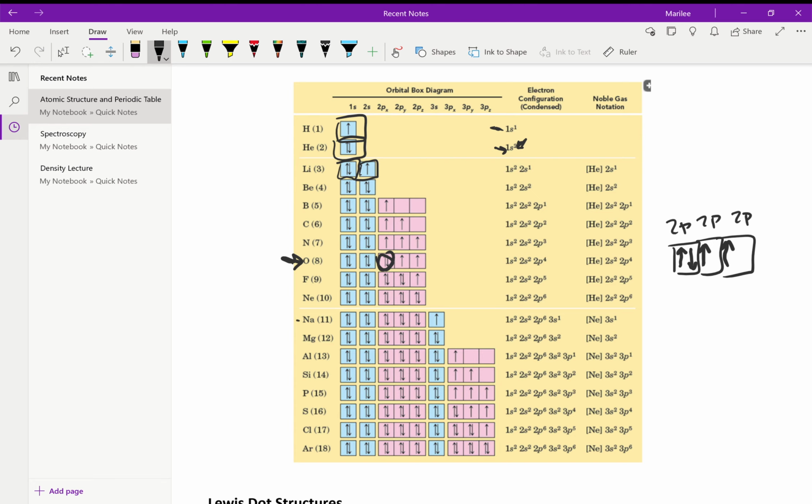So that's for sodium. Sodium has 11. Now you see how all 3 are paired, and then you go into the next orbital.